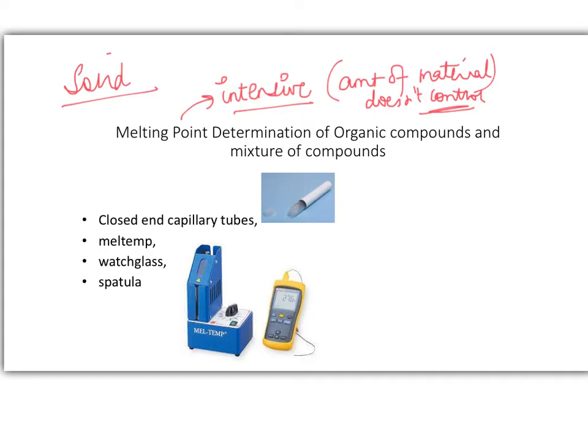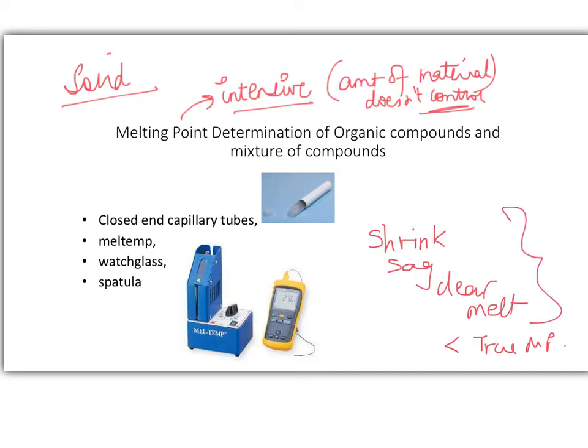Now, another indicator of a severely impure sample would be that the melting point would be much lower than the true value. This means that the entire change in the morphology from solid to liquid, which will include shrinking, sagging, and melting into a clear melt, all of that will occur at a temperature much lower than the true melting point, and it will also occur over a broad range.